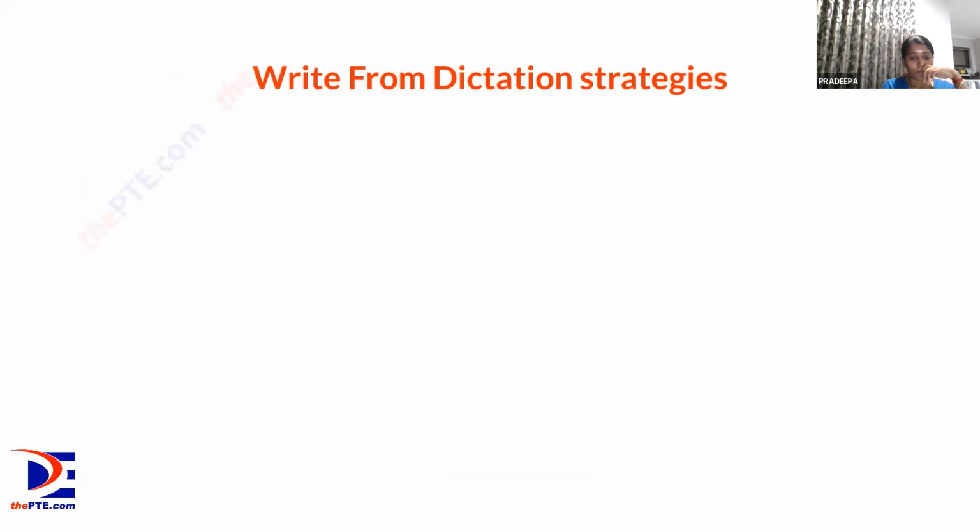Write from dictation strategies. Number 1. Write down the initials of each word of a write from dictation question. Before you start typing, make sure you write the full words in front of each initial before you forget.